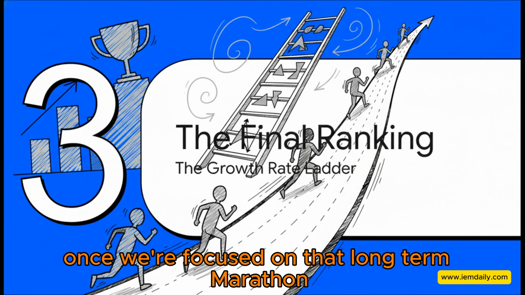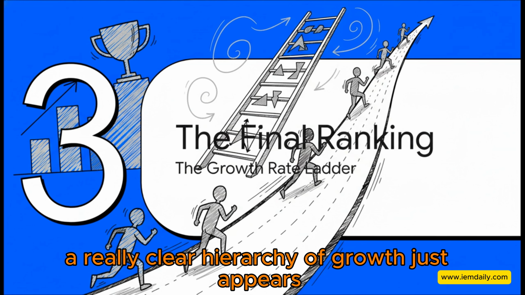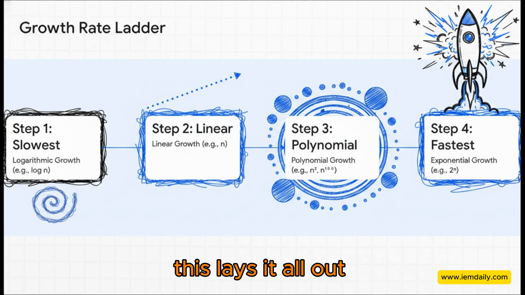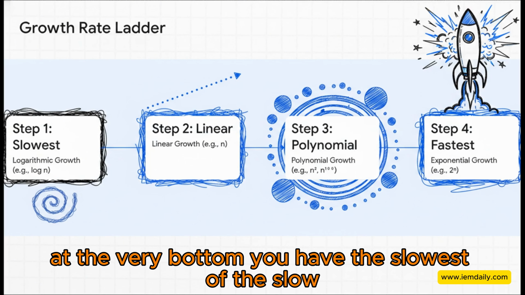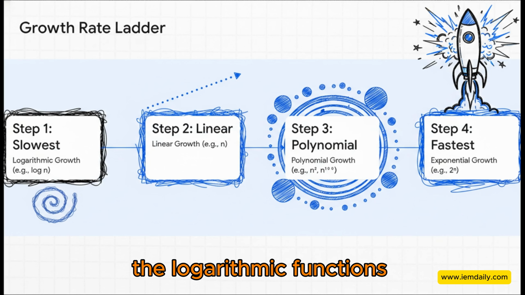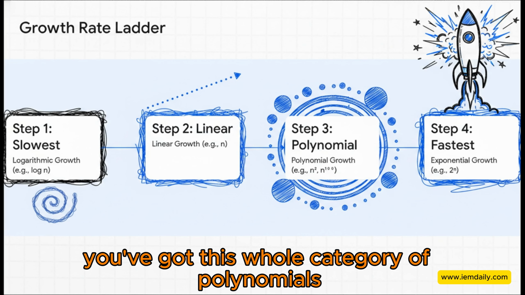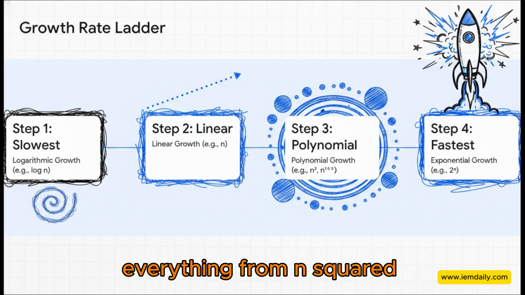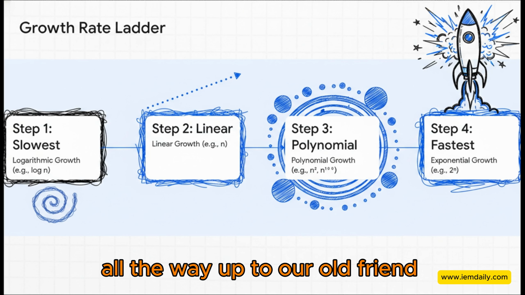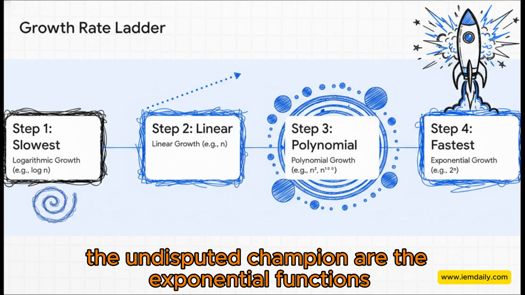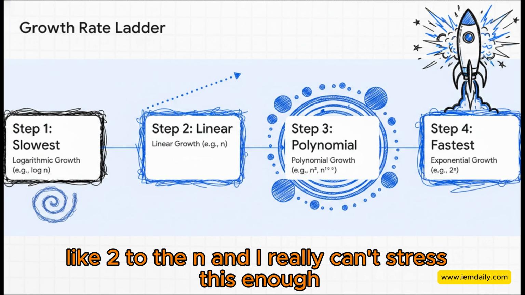All right, so let's see how this all comes together in a final, undisputed ranking. Once we're focused on that long-term marathon, a really clear hierarchy of growth just appears. And here it is, the growth rate ladder. This lays it all out. At the very bottom, you have the slowest of the slow, the logarithmic functions. Take a step up, you get to linear growth, like n. Above that, you've got this whole category of polynomials, everything from n squared all the way up to our old friend n to the 100. But sitting at the very top, the undisputed champion, are the exponential functions, like 2 to the n.